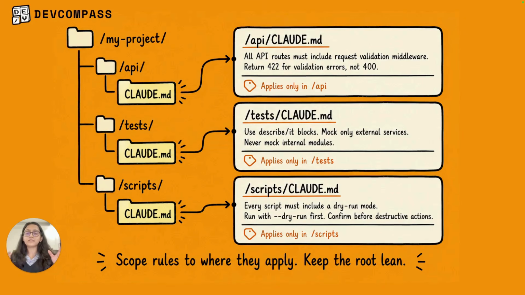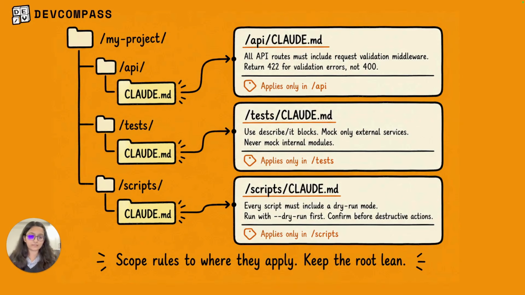Okay, first is the API directory. All API routes must include request validation middleware. Return 422 for validation errors, not 400. This applies only in /api, the API subdirectory. That's not a rule for the front end. It only matters in the API directory. So it lives in /api/CLAUDE.md, not in the root directory.